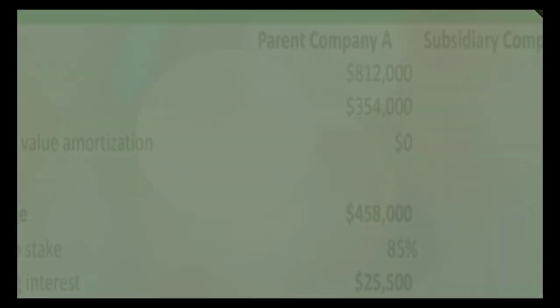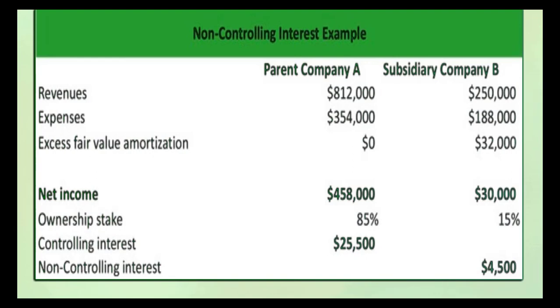Now if we want to calculate the controlling interest of Company A on the net income of Company B, the non-controlling interest of Company B, the consolidated net income, and the net income of the Company A, we will calculate the net income of Company B subsidiary first. It will be revenues less expenses less excess fair value amortization, that is equal to $250,000 less $188,000 less $32,000, equaling $30,000.